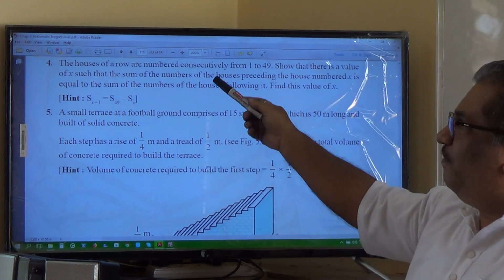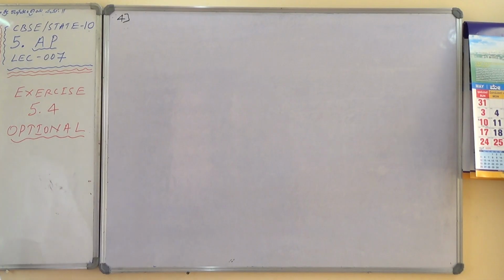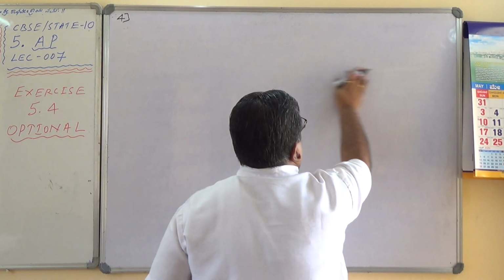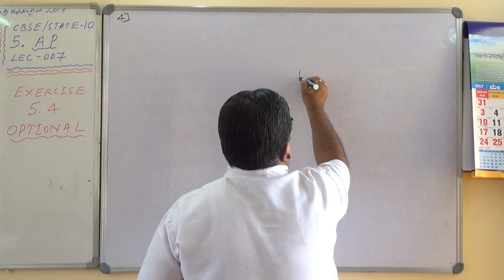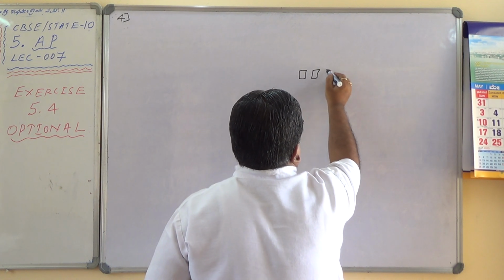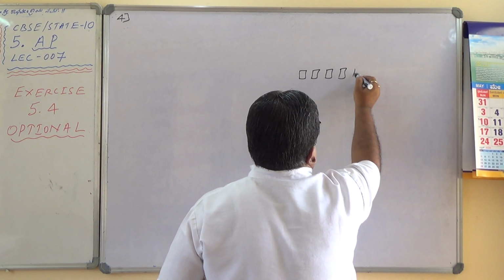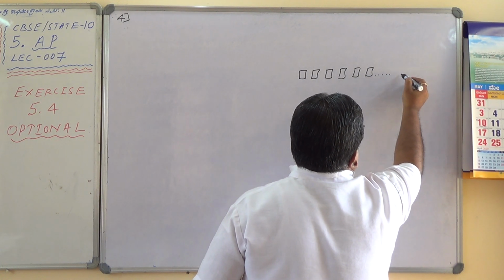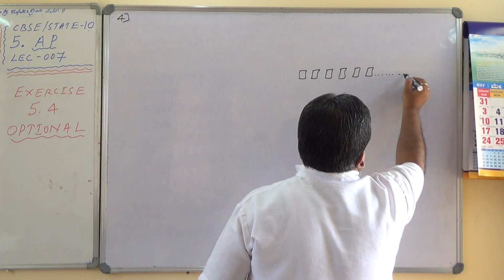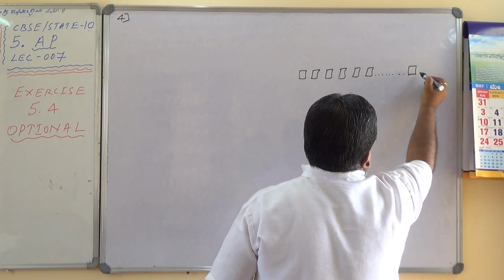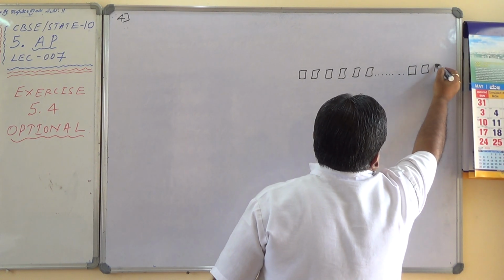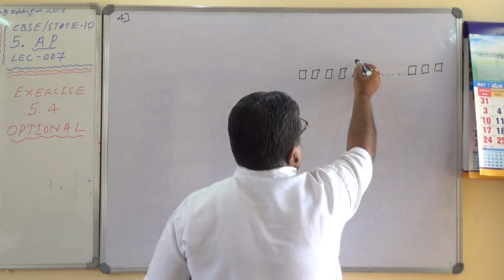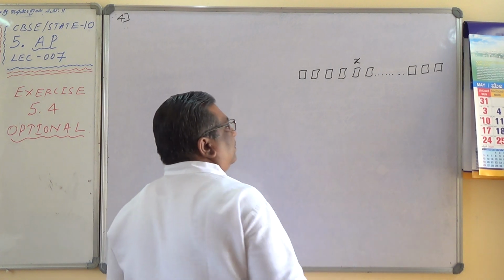So what is the value of x? Let us try to find out here now. Yeah, we'll solve this problem. Fourth one. Let me draw the diagram and try to explain to you. Houses are represented like this: 1 2 3 4 5 6, continue, and 47 48 49. Let me have one house numbered as x.